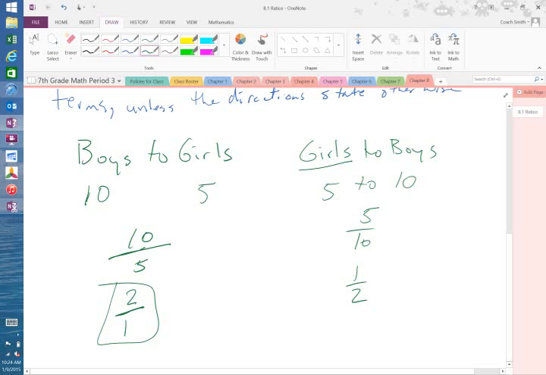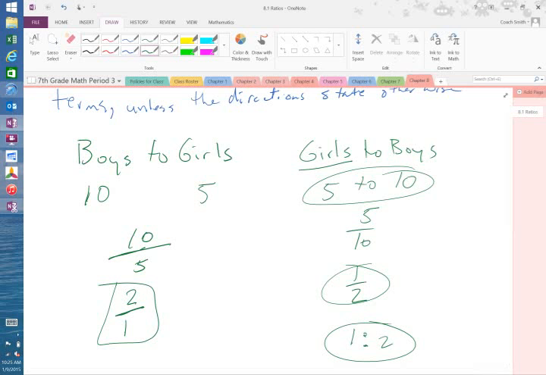Okay, you do not have to have a label with it. You don't have to put 1 girl to 2 boys. Okay, so if they told you to express the ratio of girls to boys in 3 different ways, then you would have first way, second way, and third way.